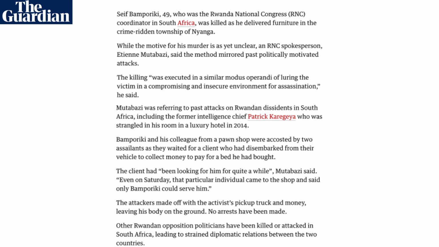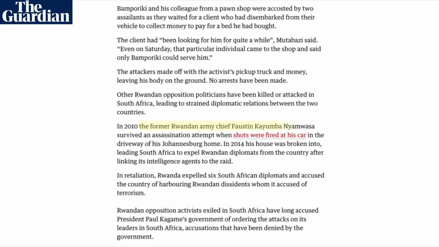But with all this positive change, there are murmurs that Rwanda is no longer a democracy. According to The Guardian, the Rwanda National Congress coordinator Steve Bambariki was assassinated in South Africa in the township of Nyanga. And former intelligence chief Patrick Karegeya was strangled in his hotel room. Not to mention that the former Rwandan army chief, Faustin Kayumba Nyamwasa, survived an assassination attempt barely after gunshots were fired at his car.